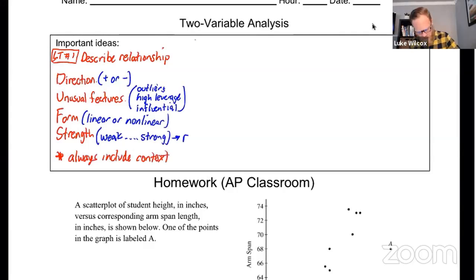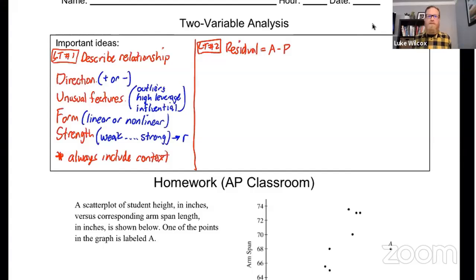All right, that takes care of learning target number 1. Learning target number 2 had to do with residuals and residual plots. So let's first just put a little reminder here of the definition of a residual, which is the actual y value minus the predicted y value. And sometimes you'll see that written as actual y value y minus predicted y value of y hat. And then the other thing we looked at in this learning target was what a residual plot looks like.